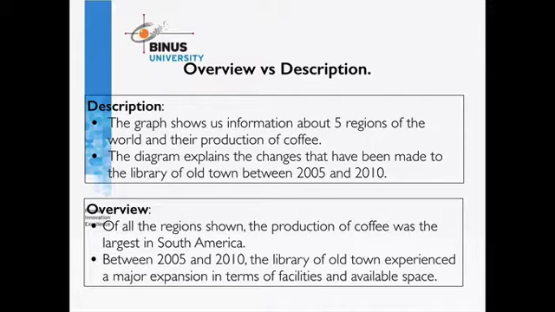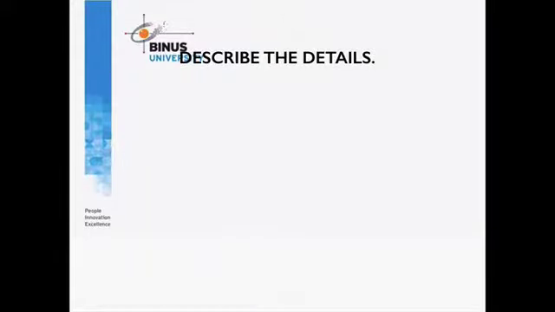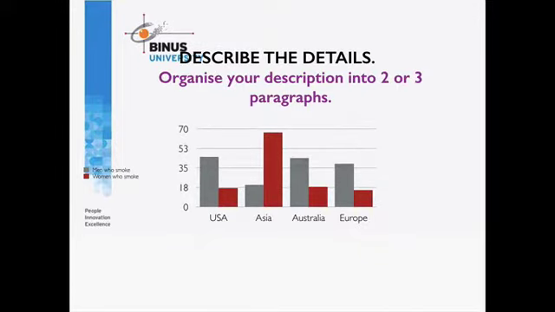So don't forget that. Okay, so I was talking about the second part because the overview is perhaps the anchor of your response, but it is not enough because you need to go into the details. So let's look at how to describe the details in the graph. Now, the first thing is to organize your description of details into at least 2 or 3 paragraphs. So imagine you've written the overview, and now you need to go on and describe the details more specifically.